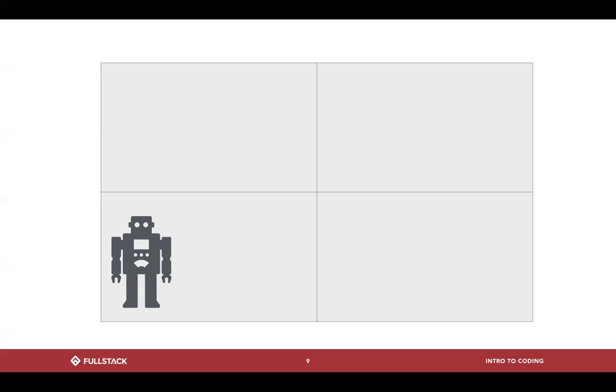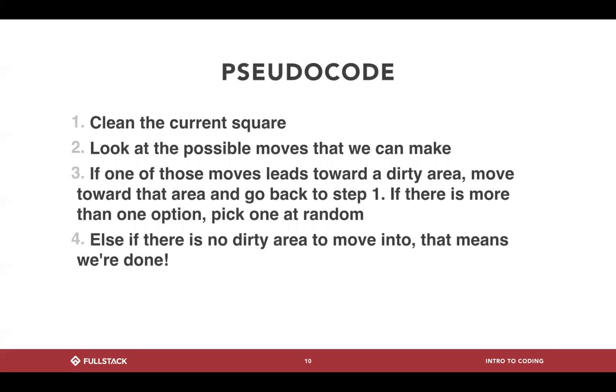So part of thinking about things programmatically is looking for patterns. We're looking for structures that are occurring in your program. So here we clean the current square, we look at all the possible moves we can make. If one of those moves leads to a dirty area, move there. If there's more than one option, pick at random. Otherwise, if there's no dirty area to move into, that means we're done, right? We've cleaned all the squares.